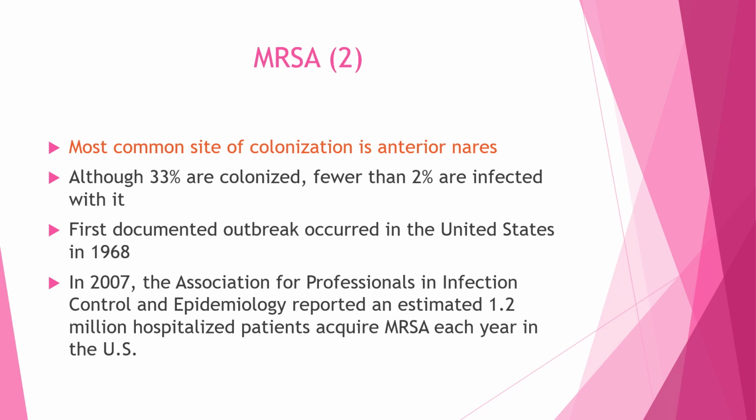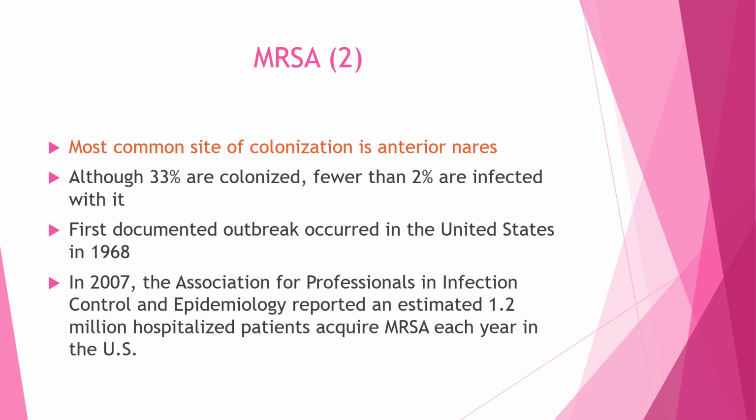So the most common site of colonization for MRSA will be the interior nares. And we know this if you have been in the hospital setting, or maybe you've done this yourself where you have had to be swabbed for MRSA, or if you're looking in your patient's chart and there was a MRSA culture that was obtained, and when you're looking at the result, you will see that it was obtained right nare, left nare. Although 33% are colonized, fewer than 2% are infected with it.